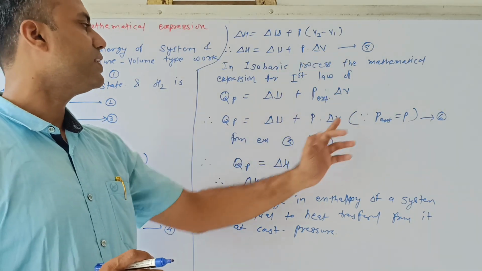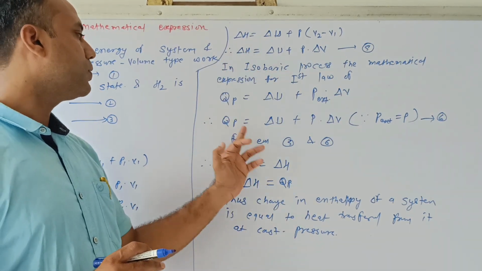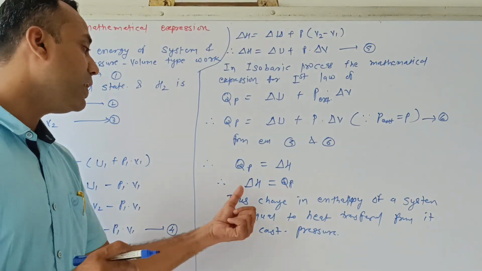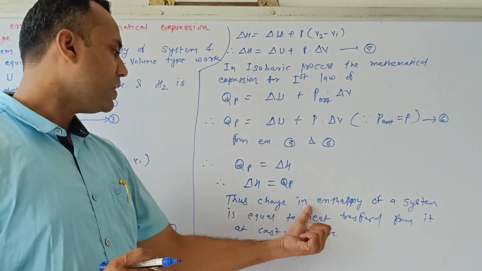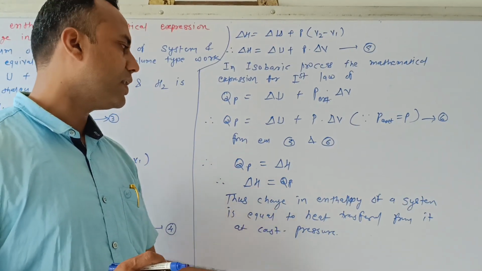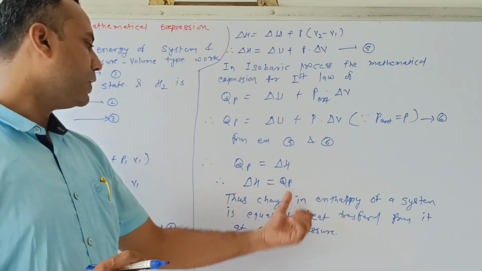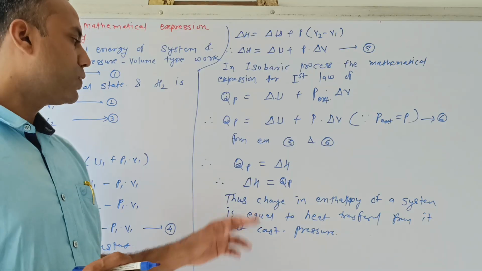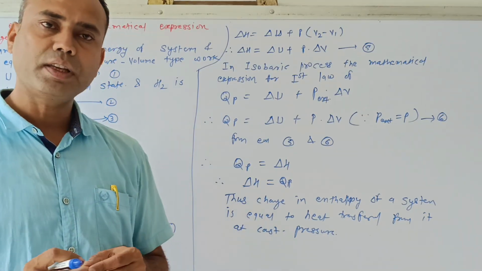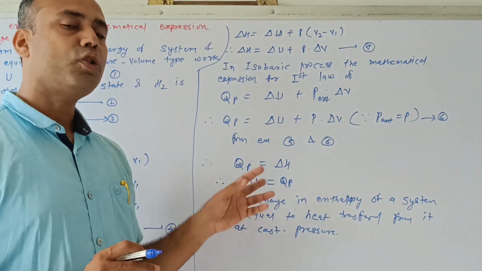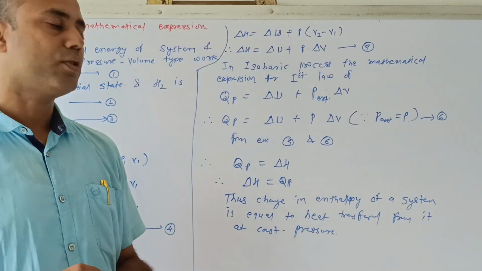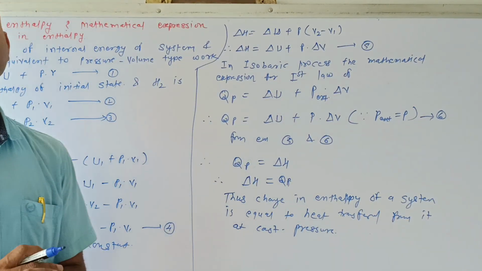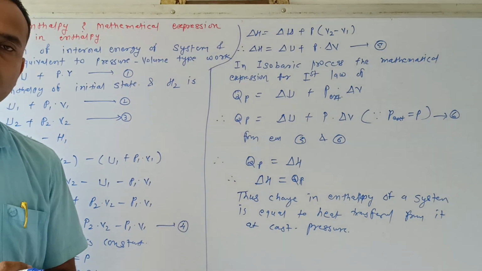Therefore, from equations 5 and 6 we can write delta H is equal to QP, or QP is equal to delta H. What is the meaning of this? Thus, change in enthalpy, delta H, means the change in enthalpy of the system is equal to the heat transferred from it at constant pressure. So, what do you mean by delta H? Change in enthalpy. What do you mean by Q? Heat transferred at constant P, meaning pressure. So, that is the mathematical expression for change in enthalpy.